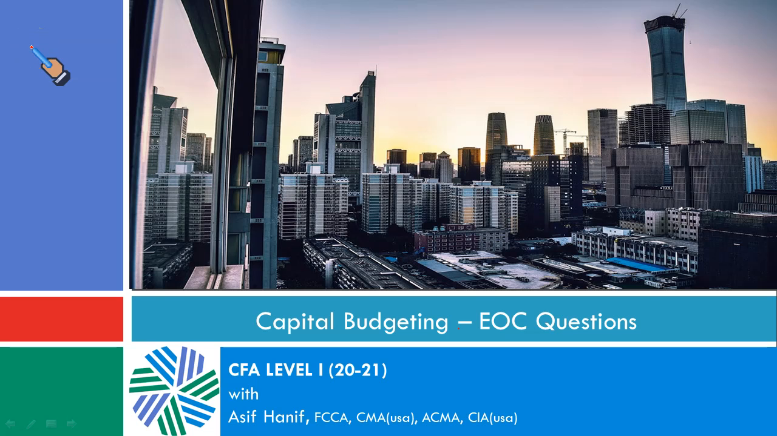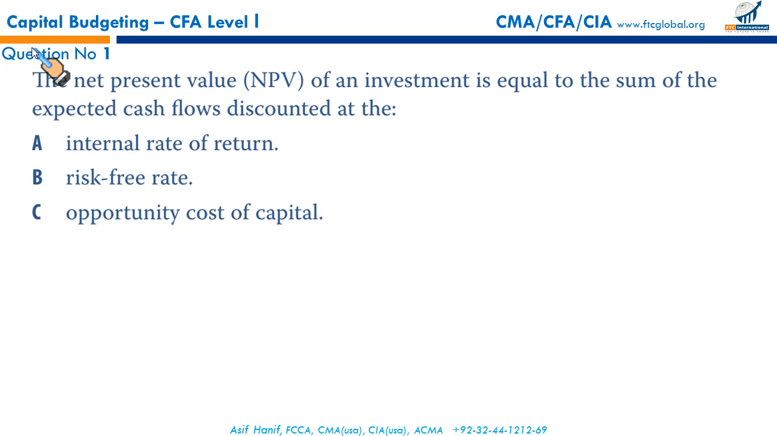Your next reading is capital budgeting, and questions are from your end of chapter curriculum. First question: the net present value of an investment is equal to the sum of the expected cash flows discounted at what?